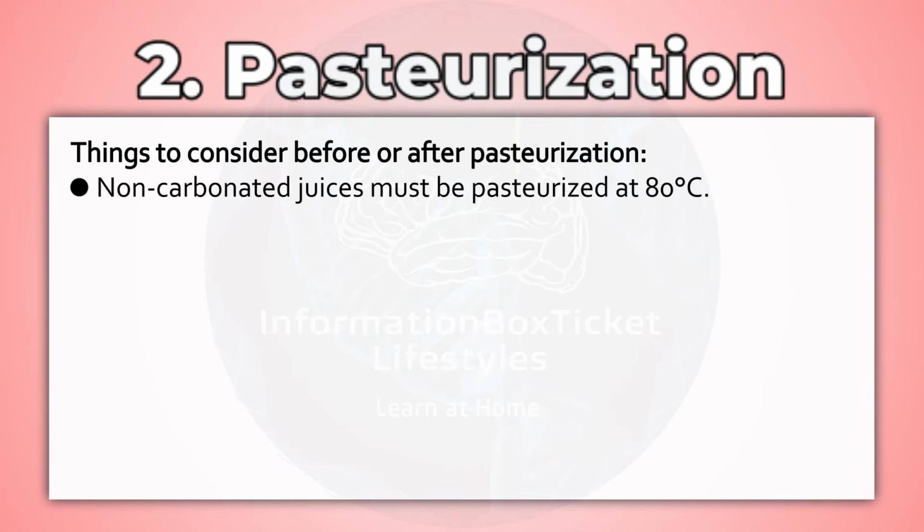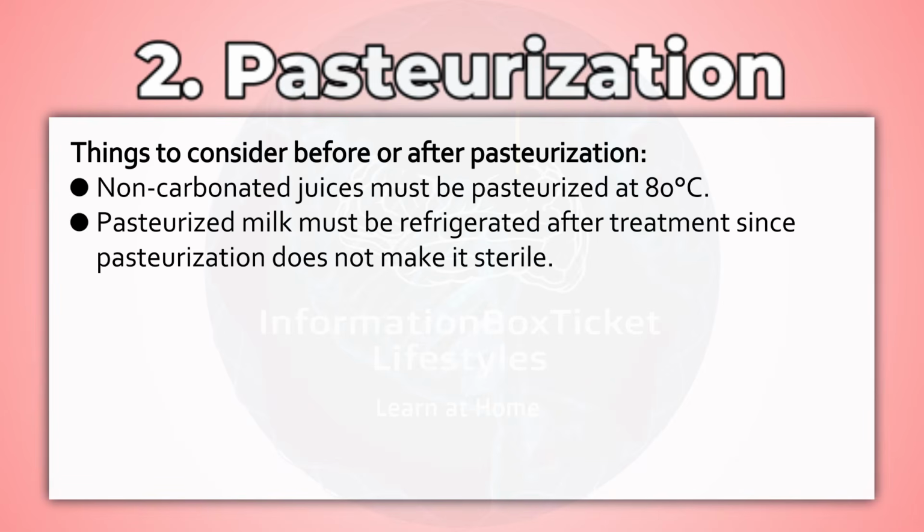Non-carbonated juices must be pasteurized at 80 degrees Celsius. Pasteurized milk must be refrigerated after treatment, since pasteurization does not make it sterile. Pasteurization does not kill spores.